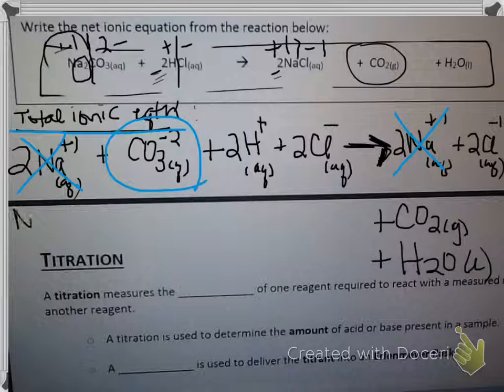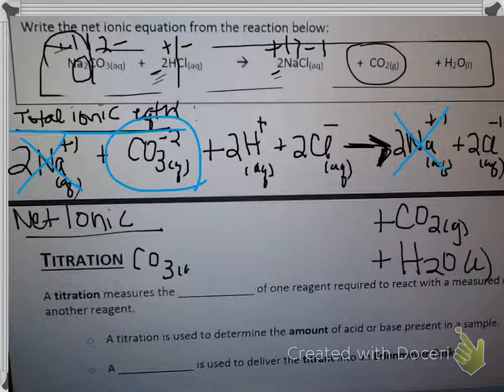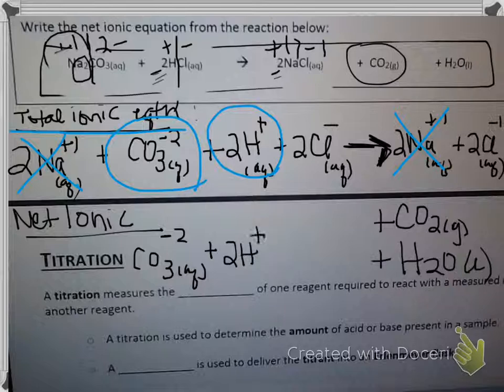So for our net ionic equation, these are things that change from the left-hand side to the right-hand side. They chemically react. So carbonate chemically reacts because it's not found on the right-hand side of the equation. All right, what about hydrogen ion? The hydrogen ion's on the left, but it's not on the right, so it's going to react as well. So we have carbonate plus 2 hydrogen ions.